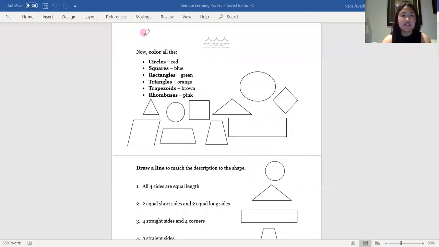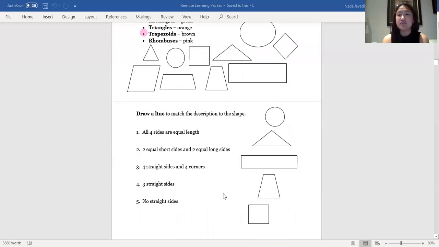The next part says, draw a line to match the description to the shape. So you're going to look at numbers 1, 2, 3, 4, and 5 and figure out which shape the words are describing. So let's do number 1 together. Number 1 says, put your finger on number 1, read it with me. It says, all 4 sides are equal length. So we're looking for a shape where all 4 sides are the same length. And remember, the length is how long something is.